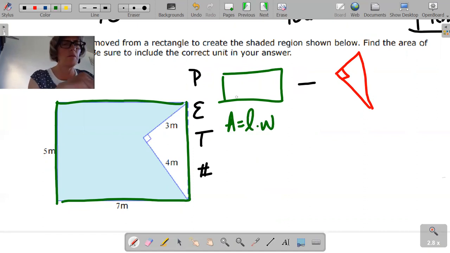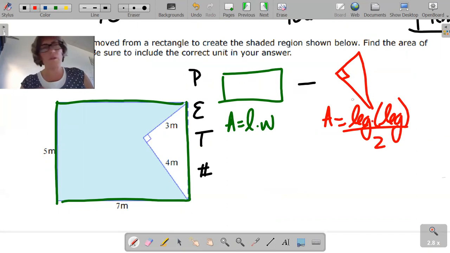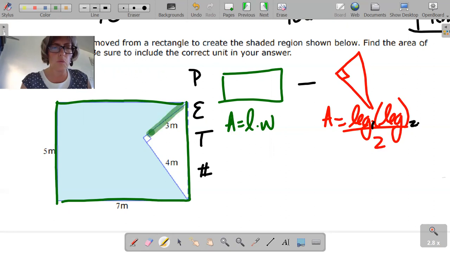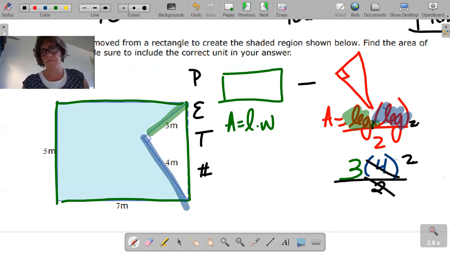Area equals length times width. Here, area equals leg times leg over 2. Leg 1, technically, leg 1 times leg 2 over 2. The right triangle is actually easier here because your one leg is going to be 3. Your other leg is going to be 4, over 2. And therefore this right triangle area is 6 meters squared.